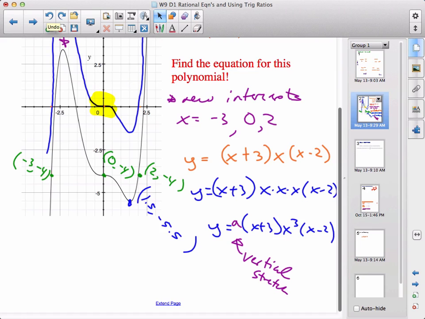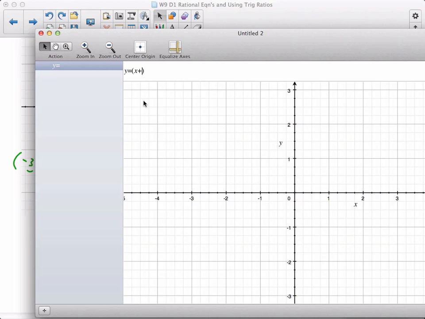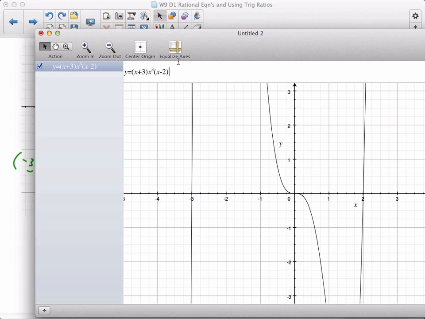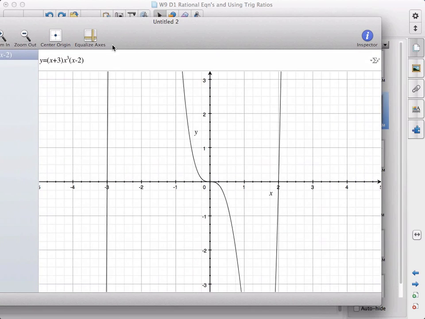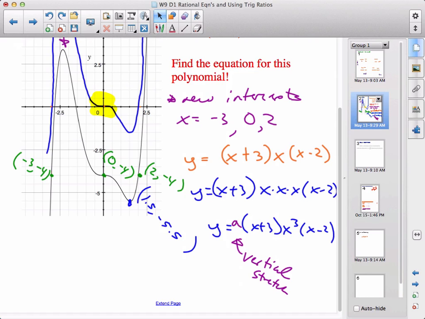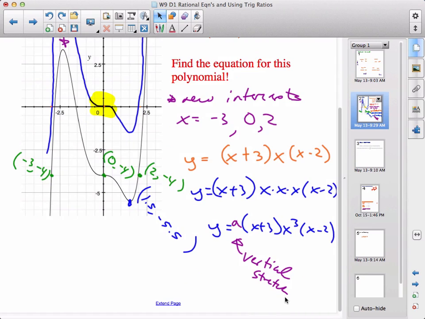And to be clear, let's just do a quick graph right here of what we've got so far, which is x plus 3 times x cubed times x minus 2. If we do this, we see that this is way too large vertically, and it's too high up. If we zoom out, oh my god, we see that it goes way too low and way too high relative to what we're looking at here. So there's got to be some vertical compression.